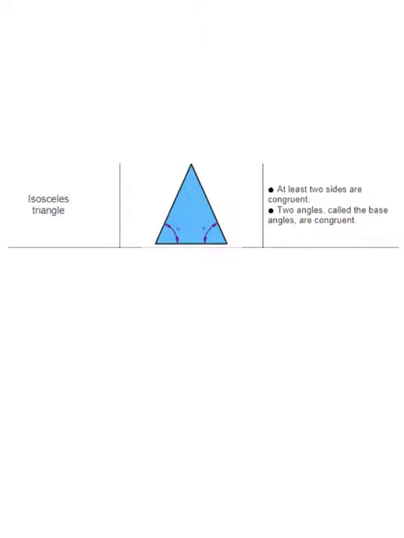Alright, an isosceles triangle. Okay, this one's pretty important. An isosceles triangle has at least two congruent sides and two angles called the base angles are congruent. So if these are the base angles here, that means they're congruent and that opposite sides are congruent. Two sides are congruent and then the two angles opposite them are congruent. Okay, that's called an isosceles triangle.